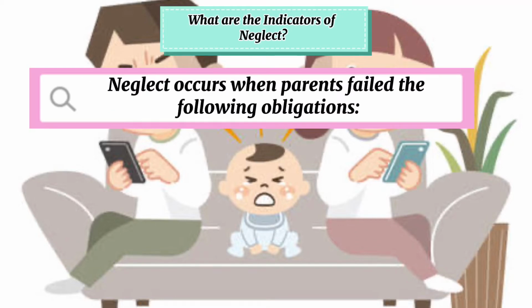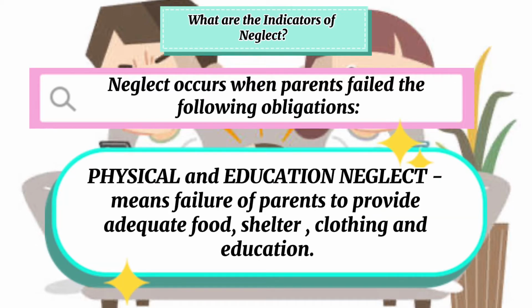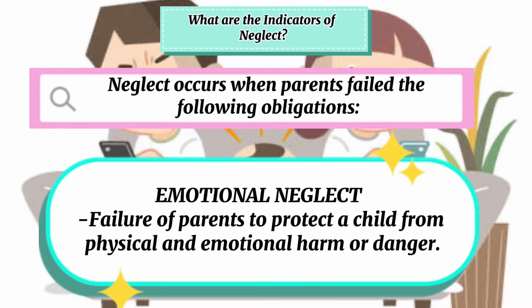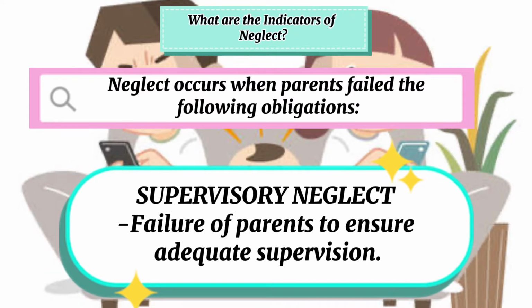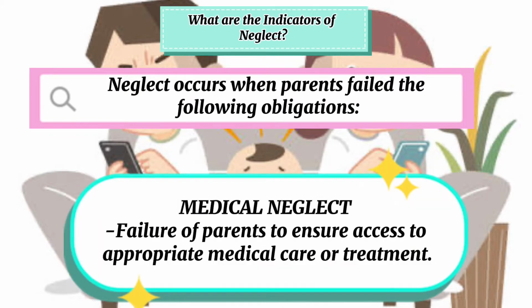What are the indicators of neglect? Neglect occurs when parents fail in the following obligations: failure of parents to provide adequate food, shelter, or clothing. Failure of parents to protect a child from physical and emotional harm or danger. Failure of parents to ensure adequate supervision. Failure of parents to ensure access to appropriate medical care or treatment.